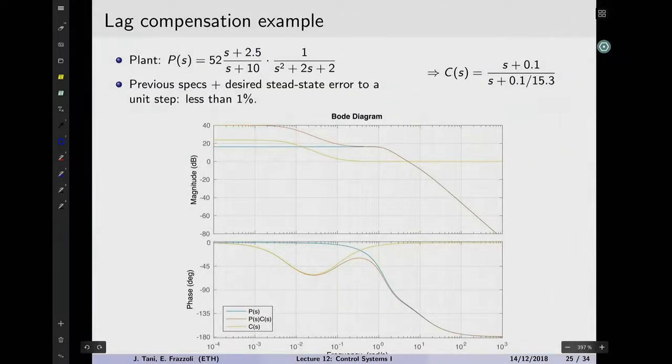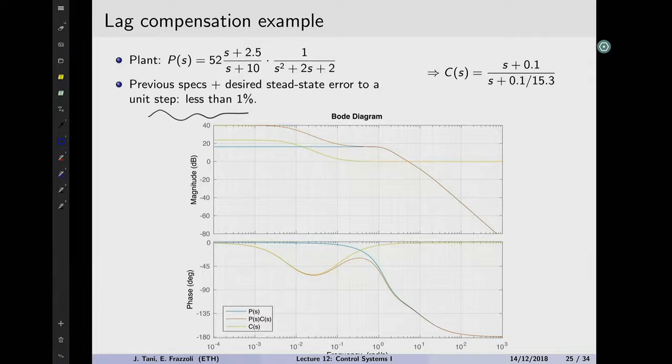So if we just look at the example of before, so now this is a typical example. Somebody comes to you and says, okay, this is your plant. Now I wanted these two kinds of specifications in terms of crossover frequency or closed loop bandwidth, and in terms of margin of phase, so in terms of robustness. Now I even want some specifications in terms of steady state error to a unit step, okay? So this is just a way of saying that the magnitude of L at low frequency has to be bigger than a certain number.